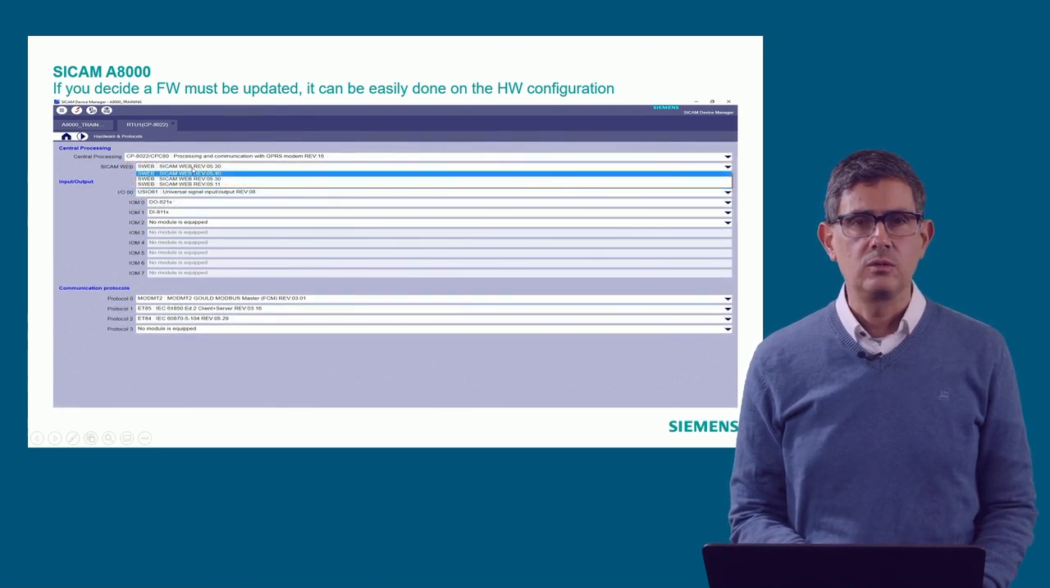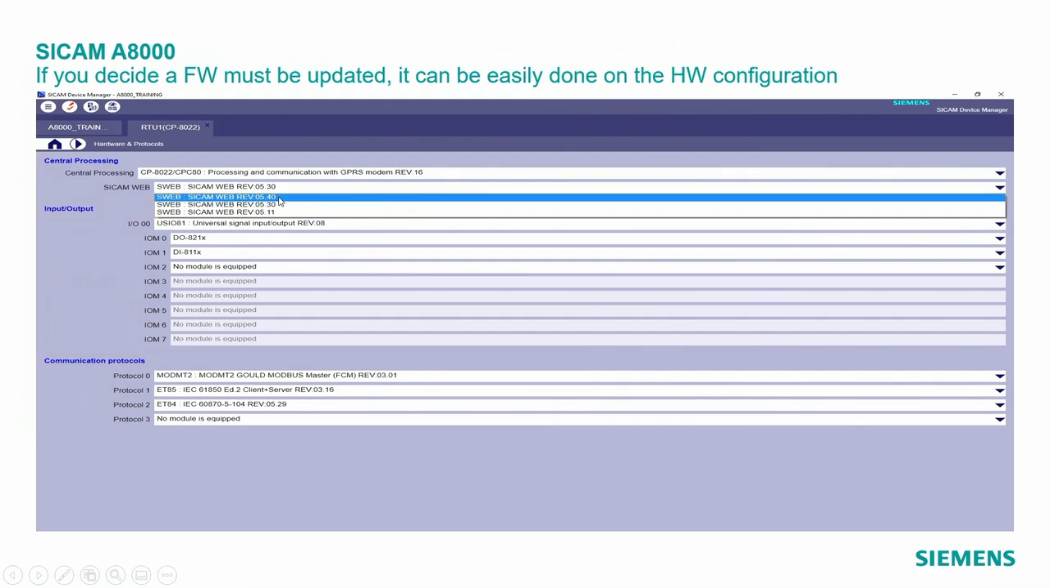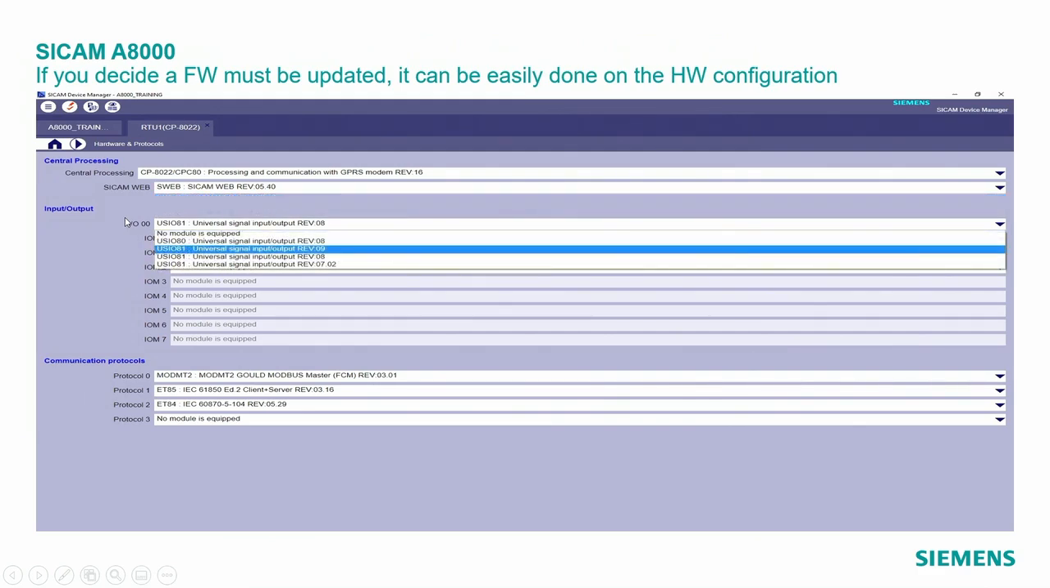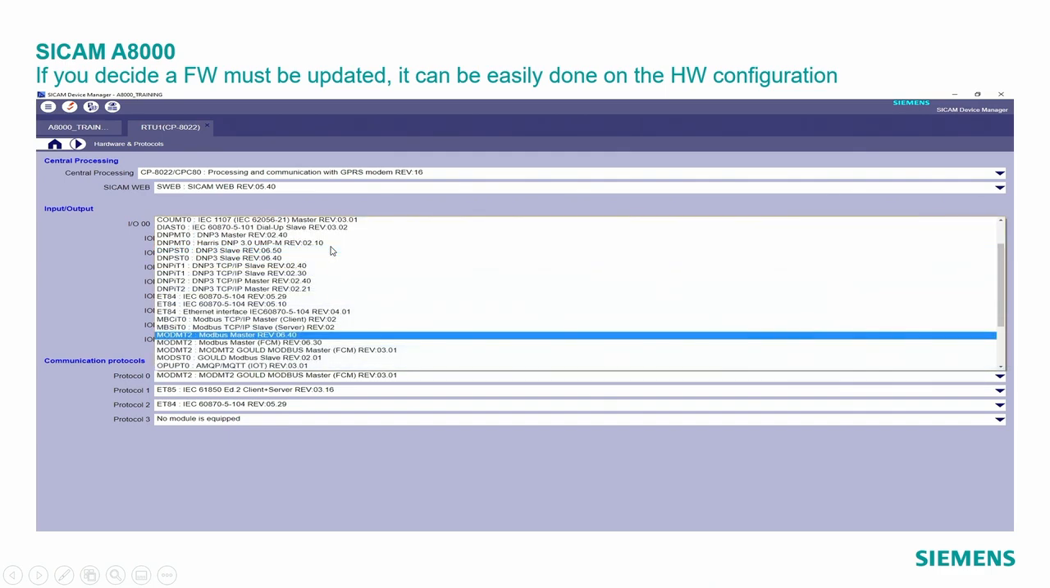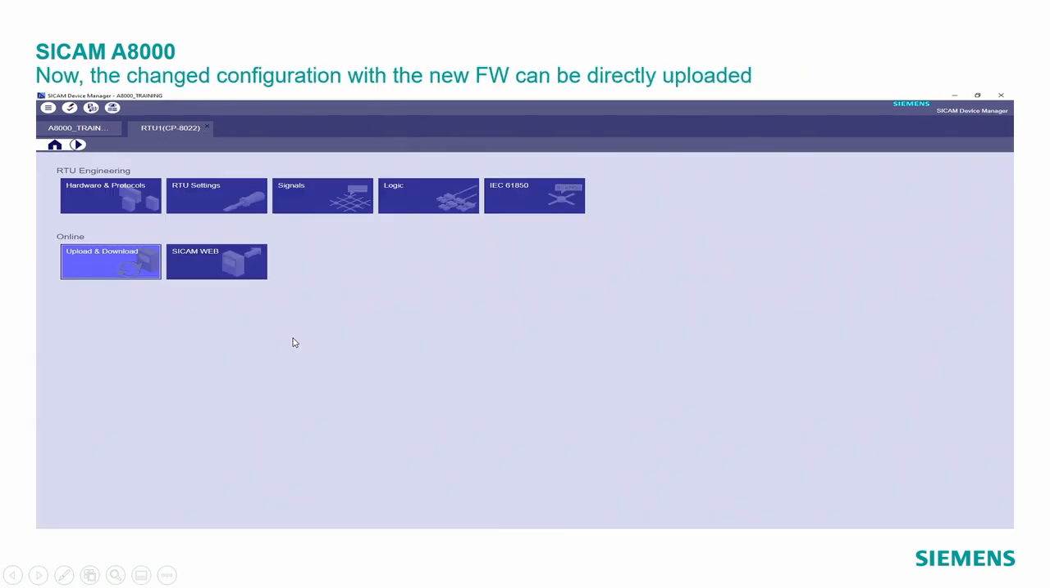SICAM Web, we had also 5.30, but now we have version 5.40. For the inputs and outputs, we also had version 8, now we have version 9. Modbus, we had version, we have 3, and now we have 6.40. And you can do it for each one that you want to upgrade.